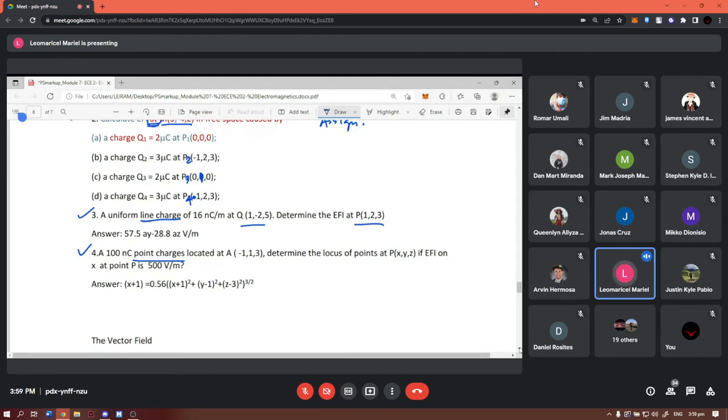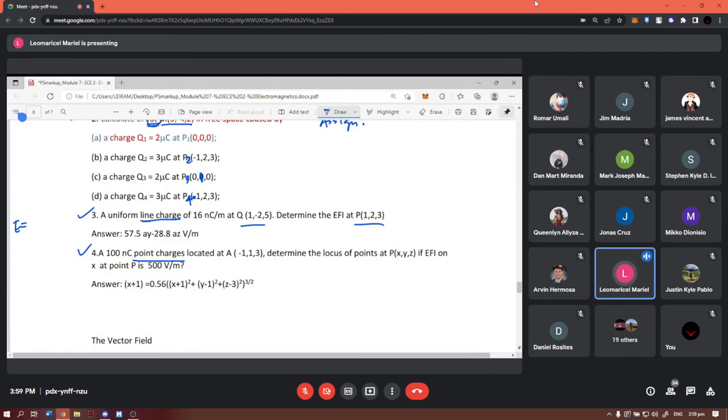Basta tingnan nyo lang mabuti, class. Pagka walang, katulad ng mga problem na ganyan, yung given yung mga charge at point, considered yan na point charge. Okay? Then pagka may word na line charge, merong kakaibahan lang sa formula. Okay? Ang formula natin kapag line charge, E is equals to, ano nga ba yung ating formula?